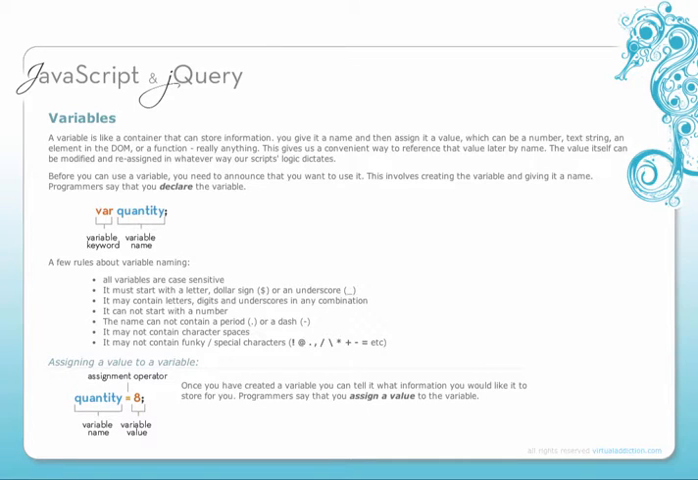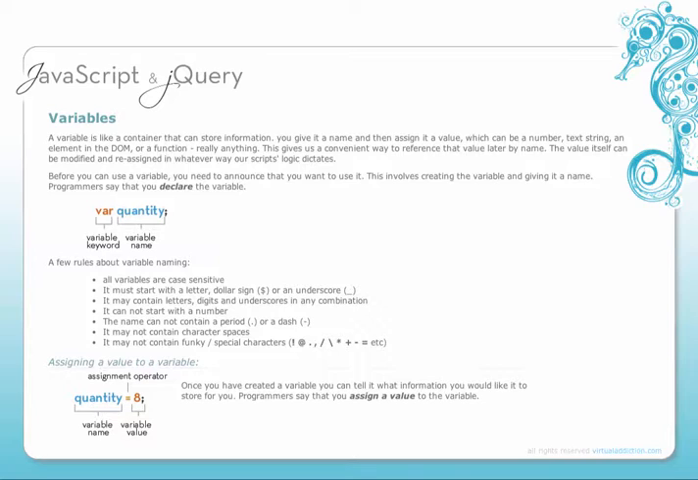You can think of a variable as a container that stores information. You give a variable a name and then you assign it a value. Values can be numbers, text strings, and elements in the DOM, or a function, really anything you want it to be. This gives us a convenient way to reference the value later by this particular name. The value itself can be modified and reassigned in whatever way our script's logic dictates.